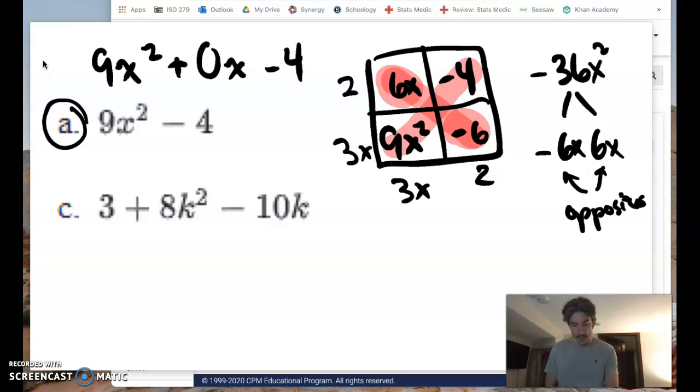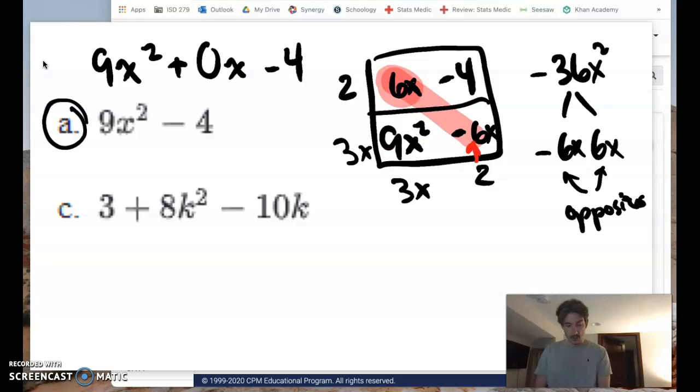Now, check this out real fast. 3x and 2, that makes 6x. Oops, I got rid of one more, 2. Shoot. And then, likewise, 3x and 2, that does make 6x. Sorry, this is an x. Sorry about that. Okay, and that's good. That's exactly what we want.